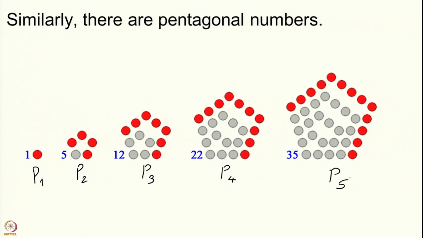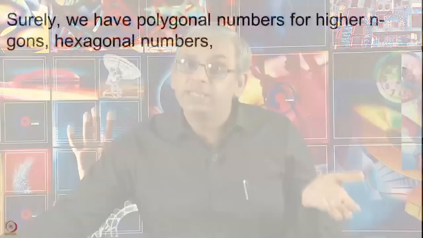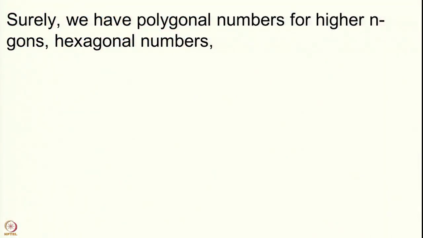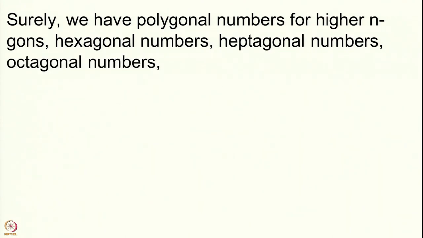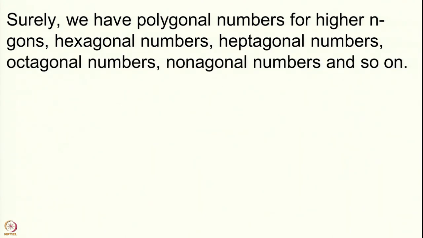So, for every n we have a pentagonal number, and there is a formula that one can write down for the pentagonal numbers. And of course, we have polygonal numbers for higher n-gons. We have hexagonal numbers, these are for hexagons. We have heptagonal numbers for heptagons, octagonal numbers, nonagonal numbers, decagonal numbers and so on.